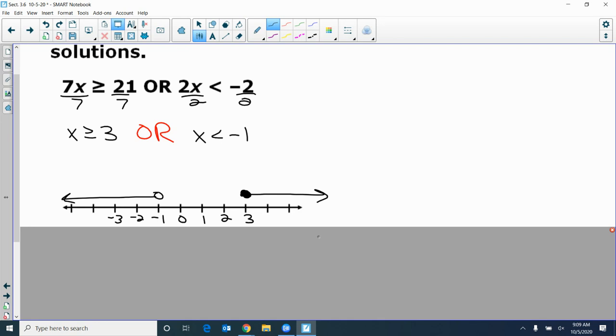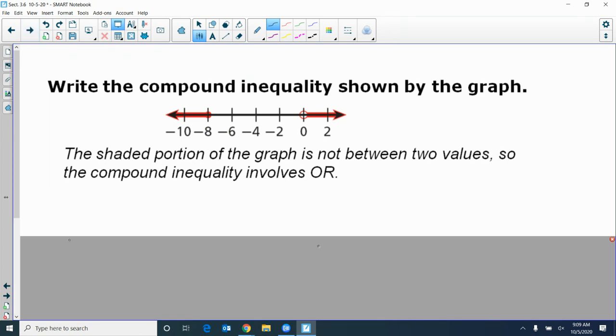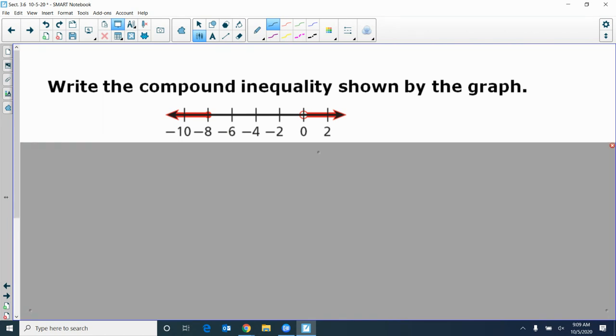All right. Now, let's kind of go the opposite. It says, write the compound inequality shown by the graph. Okay, is that the same one you got? -8 to the left and then 0 to the right. Okay, how could I write that as a compound inequality? Zach? X is less than or equal to -8, or X is greater than 0.